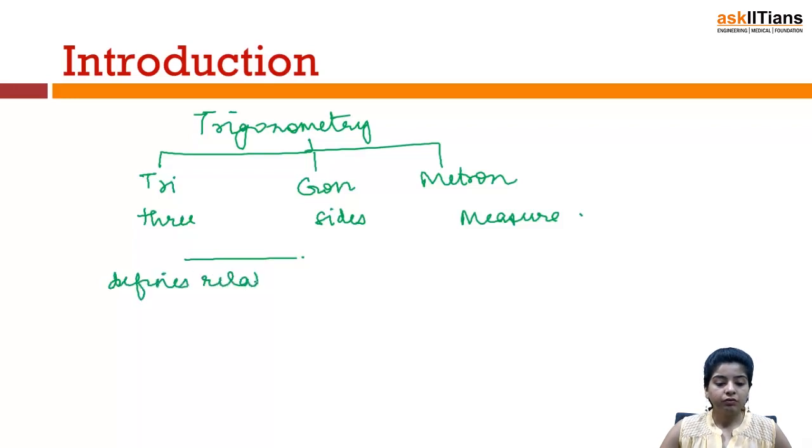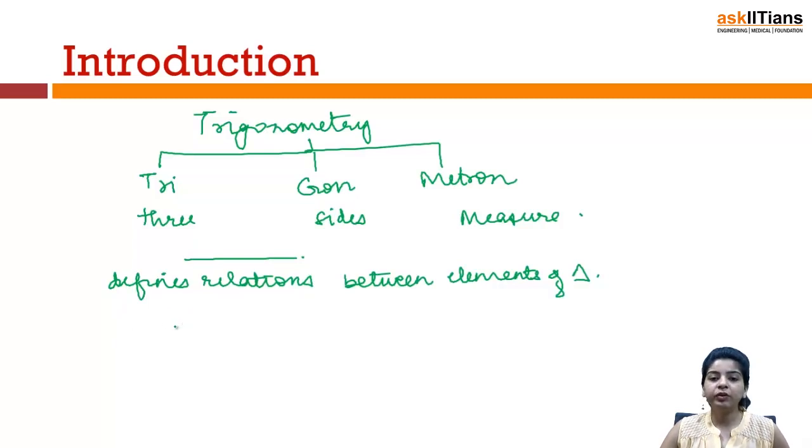Defines relations between elements of a triangle. We know that when we talk of a triangle, there are 6 elements which define a triangle. That is, it has 3 sides and 3 angles. So in trigonometry we talk of relations between the sides and angles, right?